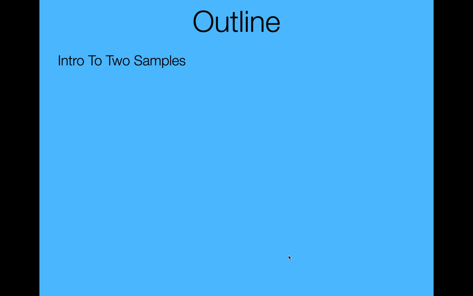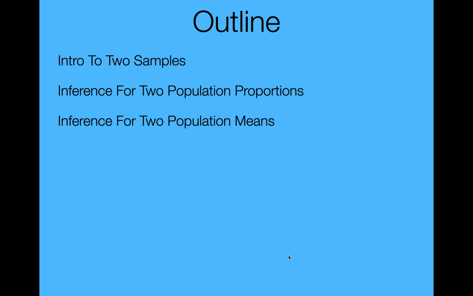Okay, so let's see the outline. First I'm going to give a short intro to two samples, which will be short because I probably did most of that in the first few seconds of this video. Then we're going to talk about inference for two population proportions. To be honest, I'm going to skip over it. I'll just mention it and go by it. Then we'll talk about inference for two population means, which is what most people use in real life.